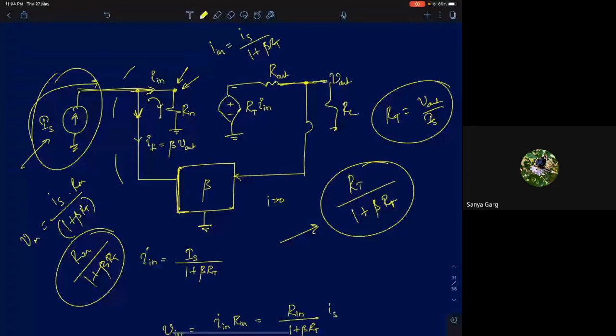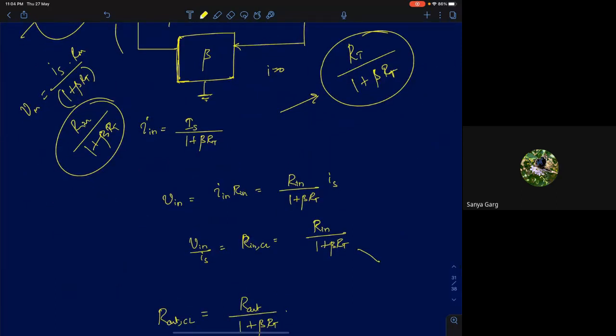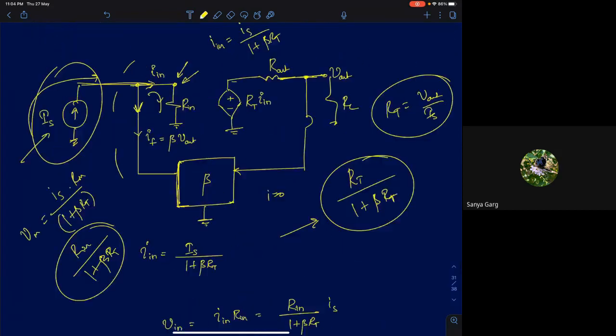But from the source point of view, this entire circuit is going to look like a black box. It will think previously in open loop, it was developing a voltage which was simply equal to IS times Rin, but now it's developing a much smaller voltage, which means the impedance is much smaller. Smaller by how much? Rin by 1 plus beta times RT.